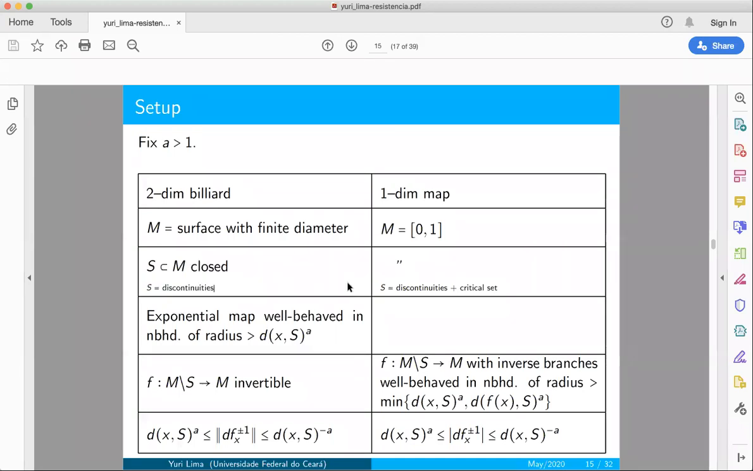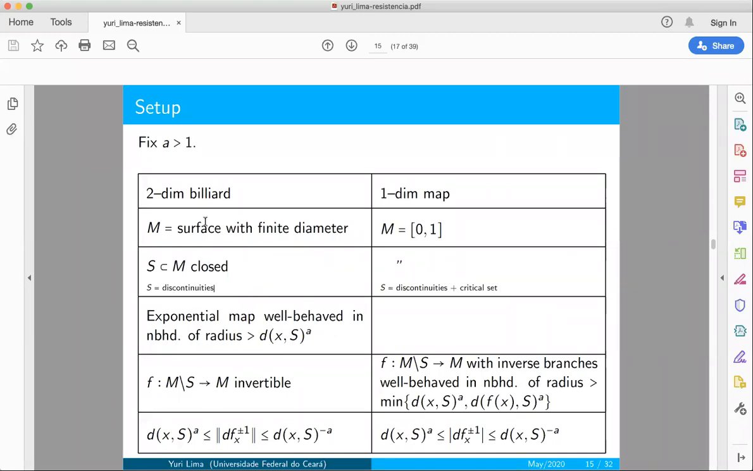So the geometrical assumption that we require on the phase space is that the exponential map is well behaved in a neighborhood of a radius, and as you see here, it is a radius that can be very small, but it cannot be arbitrarily small. It can be only polynomially small with respect to the distance of the point to the singular set S, the set of discontinuities.